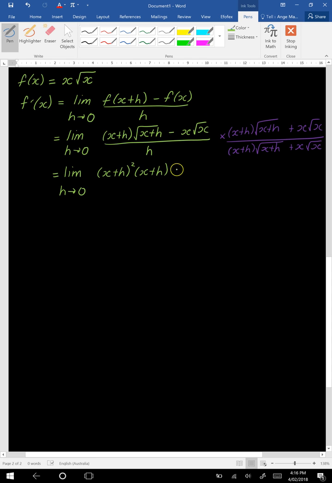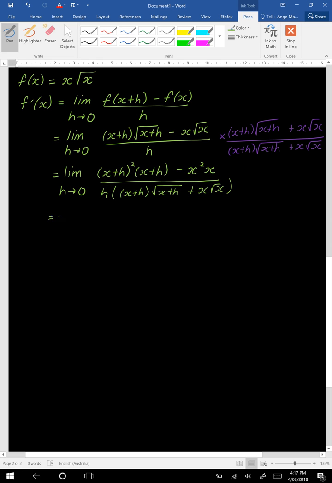Minus times a positive is a minus. X times x is x squared. And root x times root x is x. And downstairs it's just h times that denominator there. So it's h times, okay, let's copy all of this again, x plus h root x plus h plus x root x.